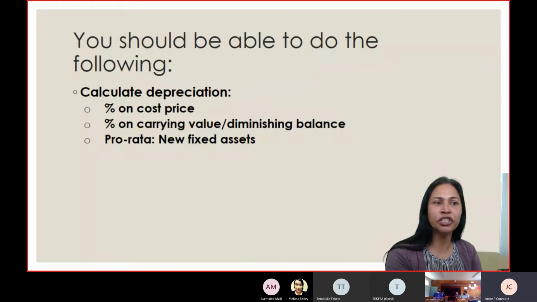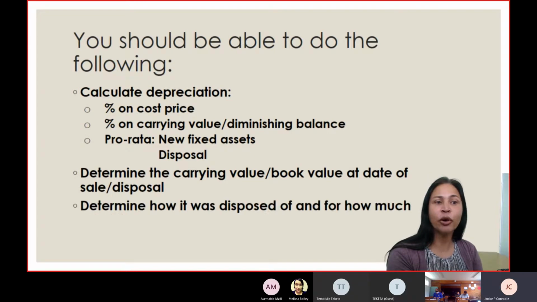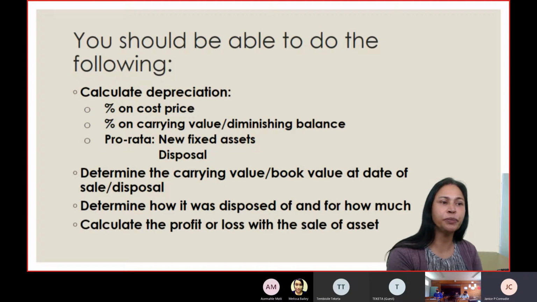Here we work from the date of purchase until the end of the financial year. Also on the disposal, here again, we work from the beginning of the financial year until the day of sale. And that is what pro rata means. It means for that specific period that we have used the fixed asset. You must be able to determine the carrying value or the book value at the date of sale, how it was disposed, whether it was cash, on credit, whether it was a trade-in or taken for personal use, as well as for how much it was sold.